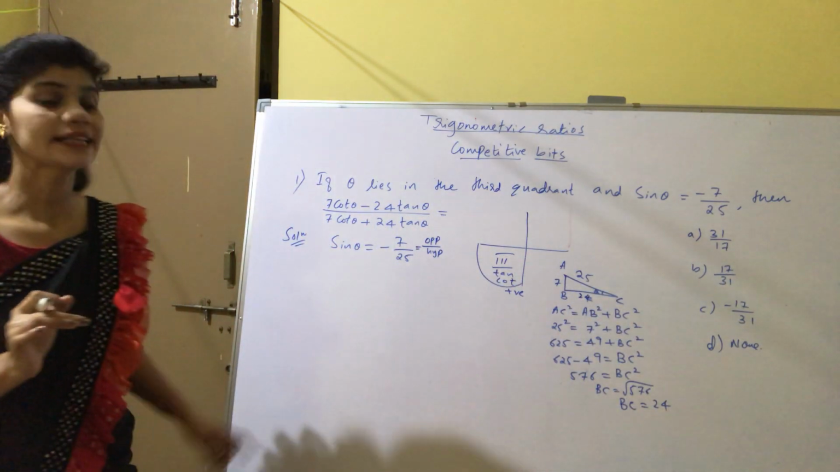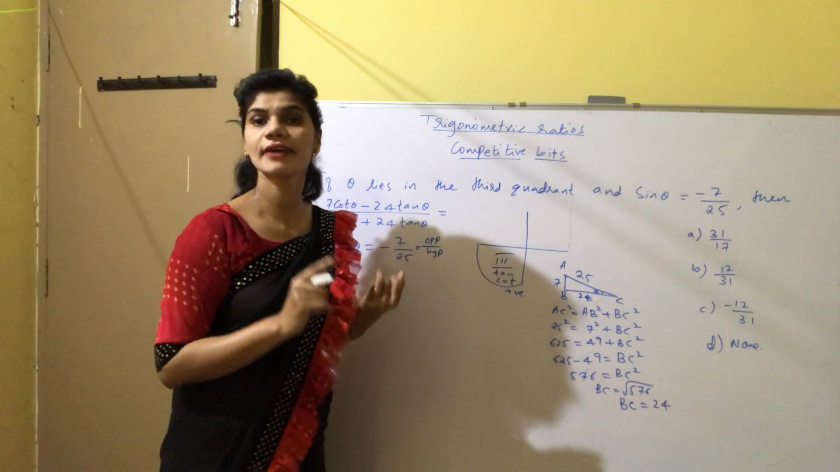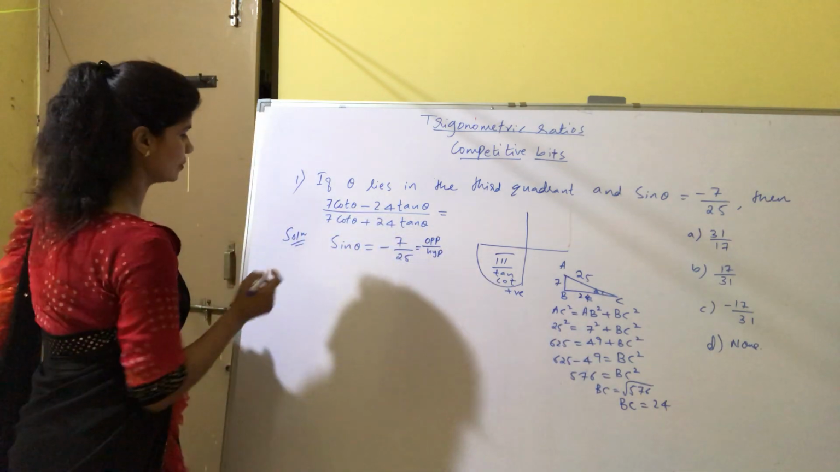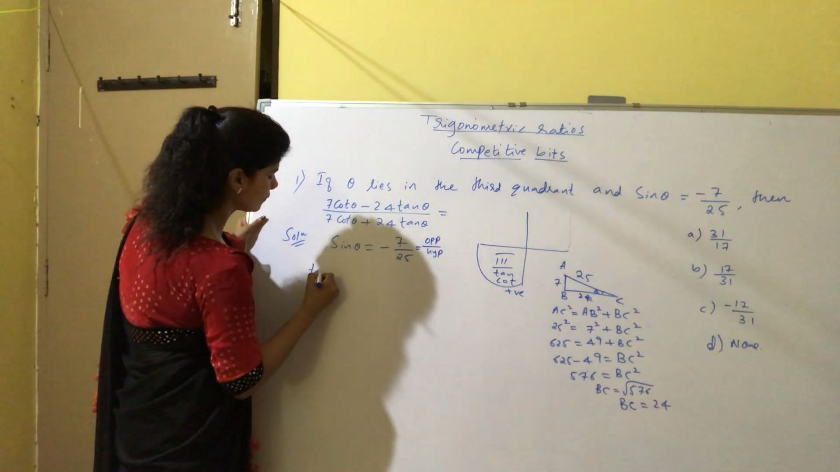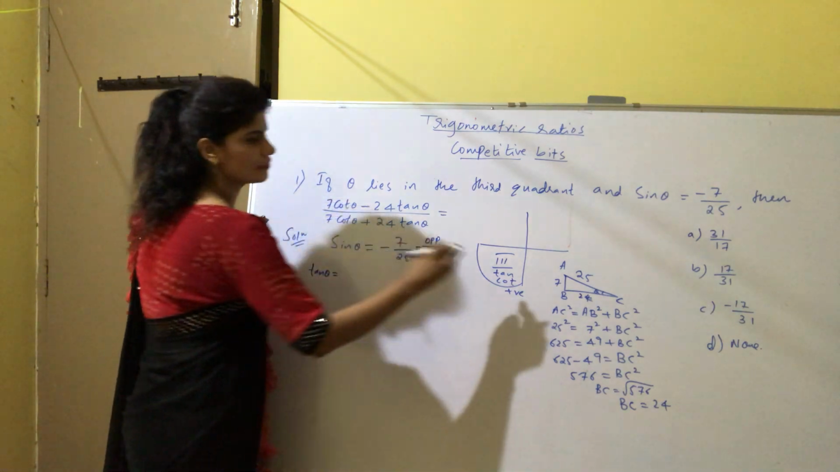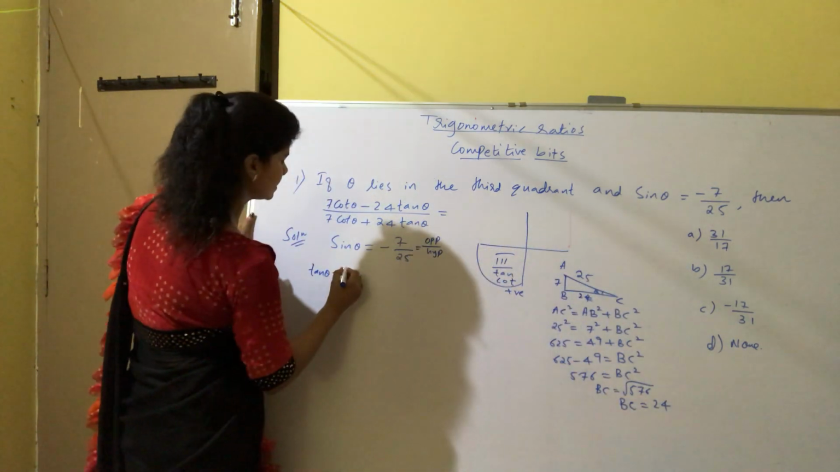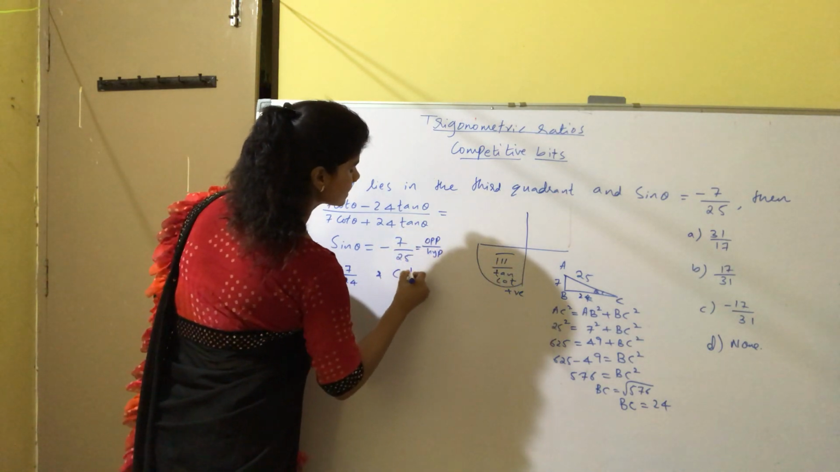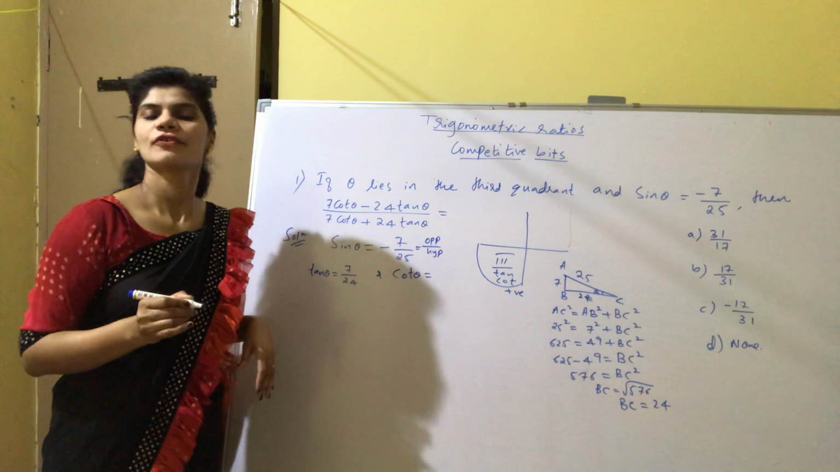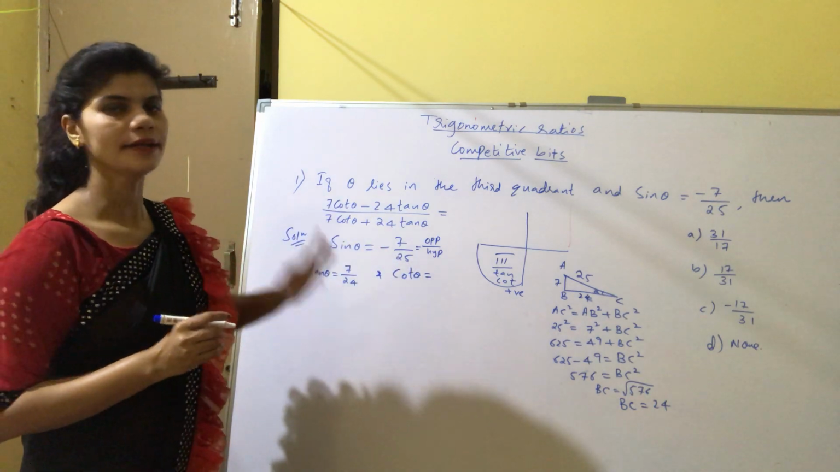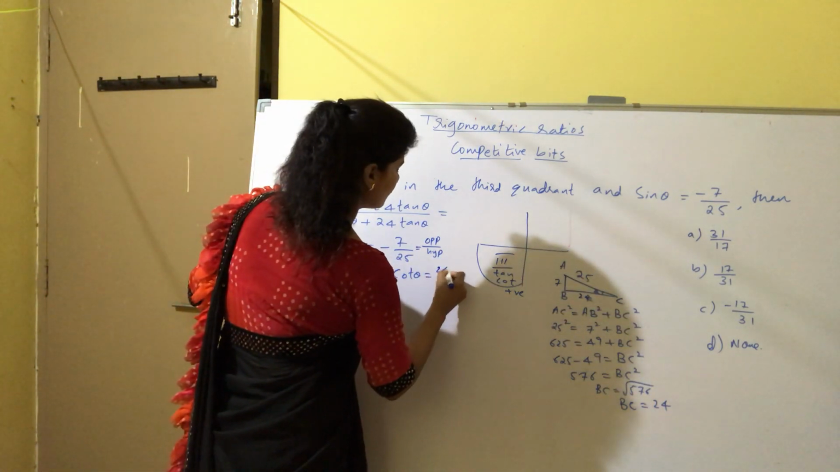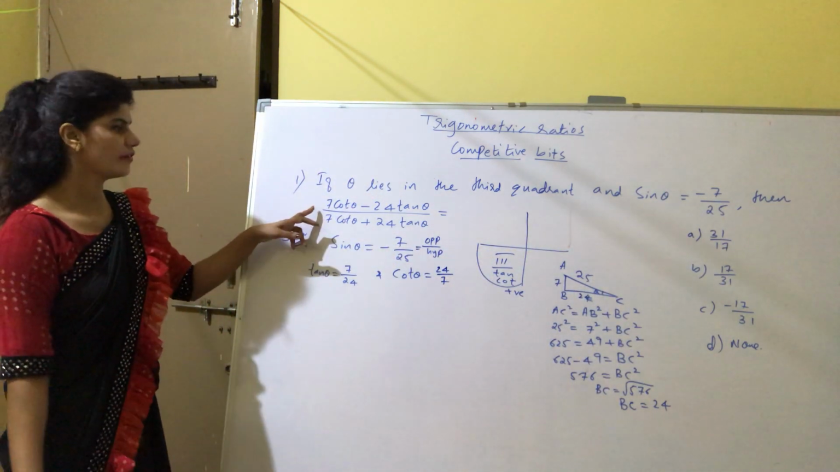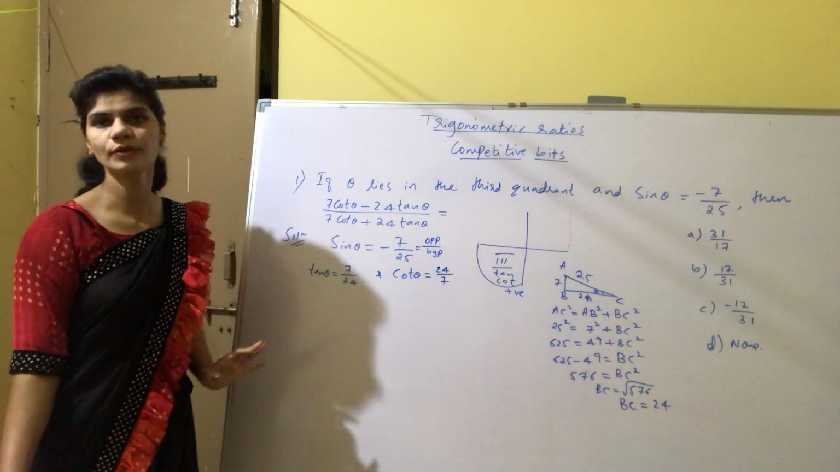Okay. So theta is lying in the third quadrant, therefore tan will be positive valued as well as cot will be positive valued. So tan theta is defined as positive of opposite by adjacent, and cot theta is defined as reciprocal of tan, or adjacent by opposite. So 24/7.